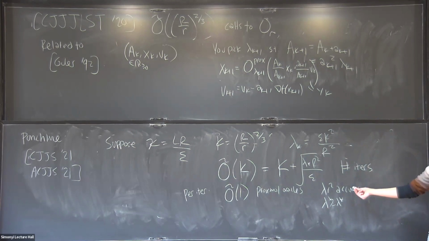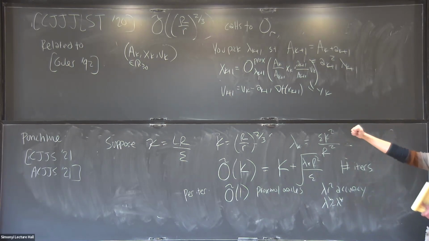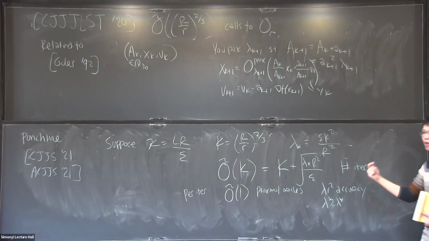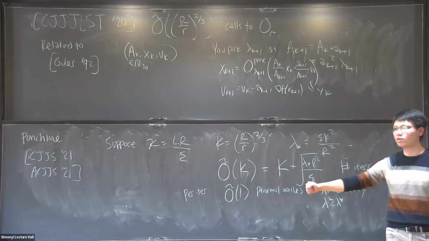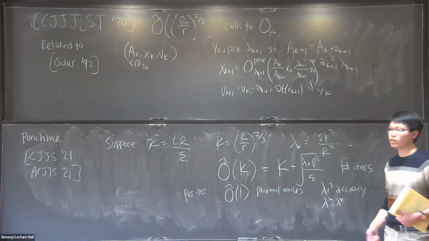Why lambda r squared accuracy? This is the amount you need to roughly pin down the minimizer to a distance of little o of r. And this will tell you, have I moved by at least 0.9 r, or am I still too close to the minimizer? So recall that we basically want to make progress as long as we've moved by a constant times little r. So this will allow us to binary search for that.